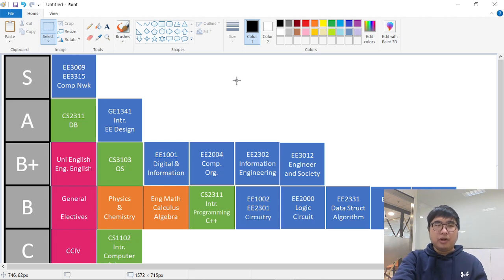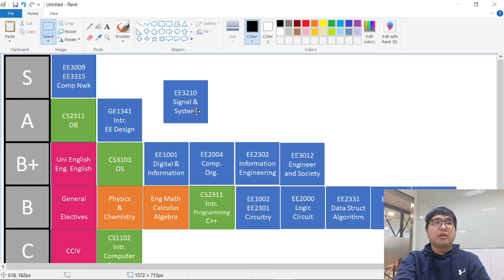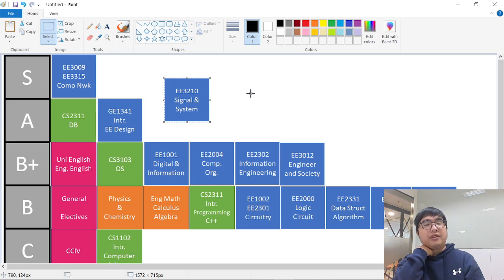So we're jumping all the way from heaven to hell, because the next course that we have here is the signal and system course. Yeah, so a lot to say about this. It's about signal and system, of course. Another math related course. But probably the worst thing about it, I think, is one of the worst tempered instructors that I've ever seen in CityU.